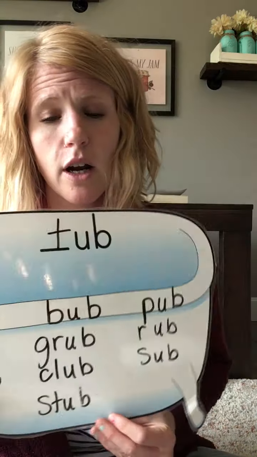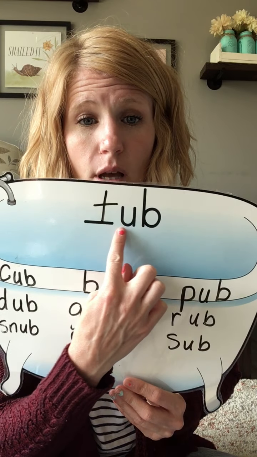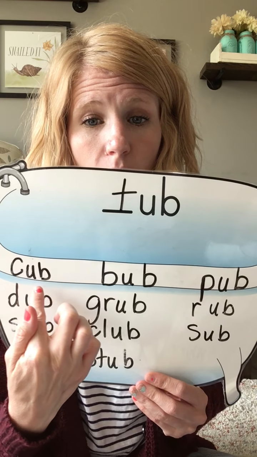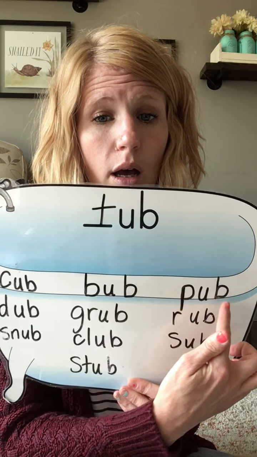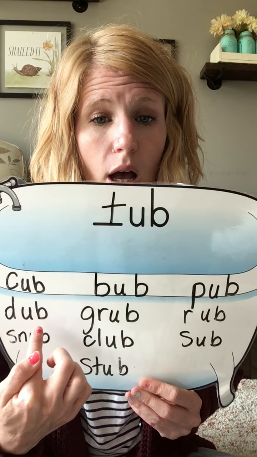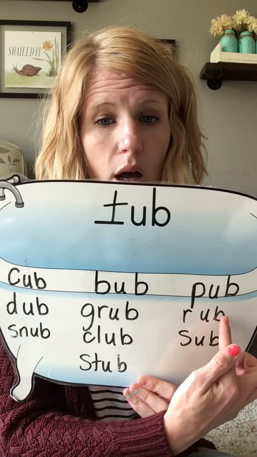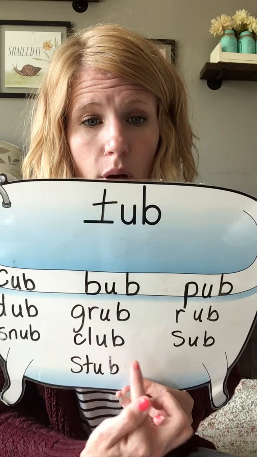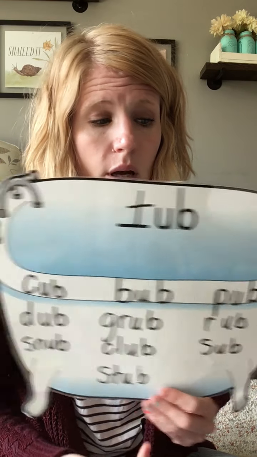All right, let's read our UB words one more time. Everybody reading them. Slide them. Tub, cub, bub, pub, dub, grub, rub, snub, club, sub, stub.